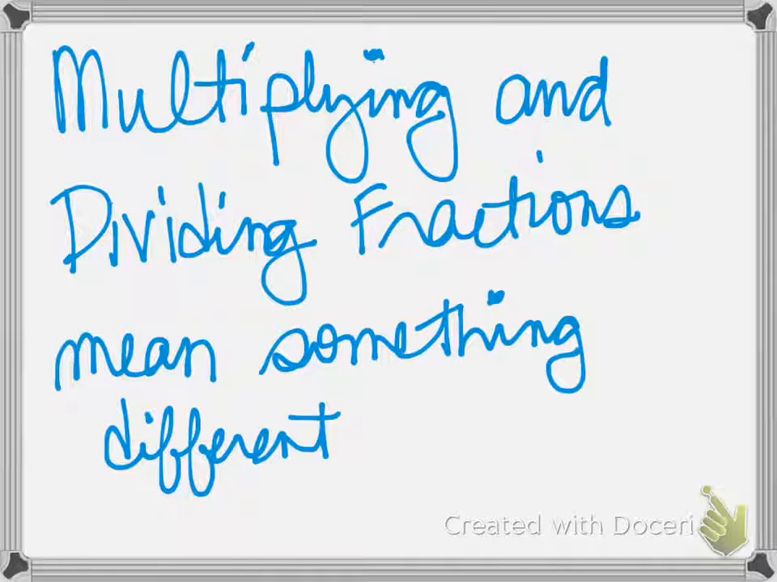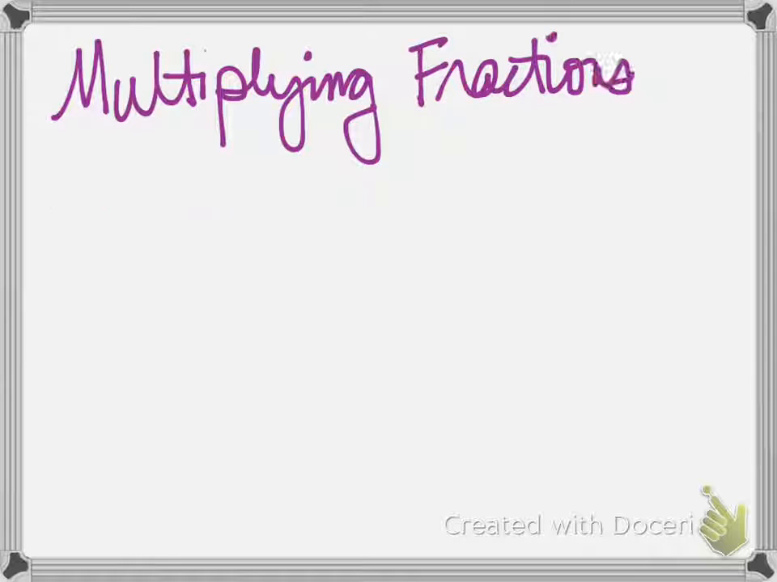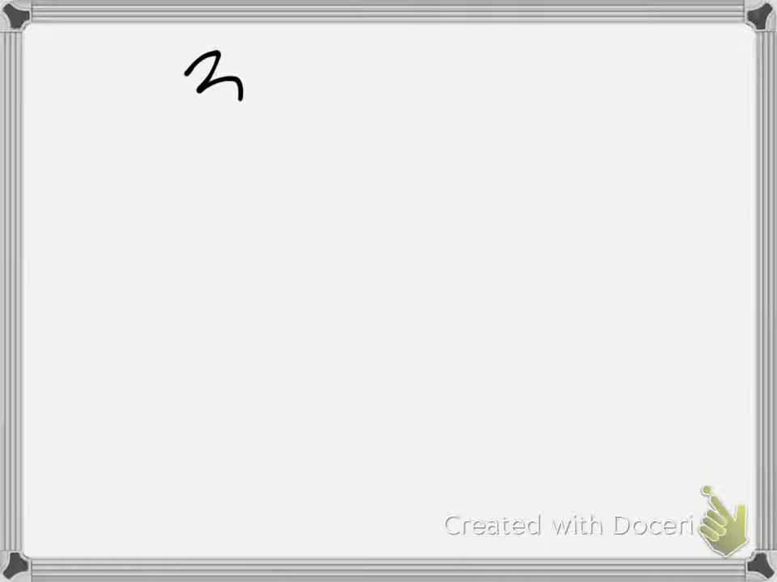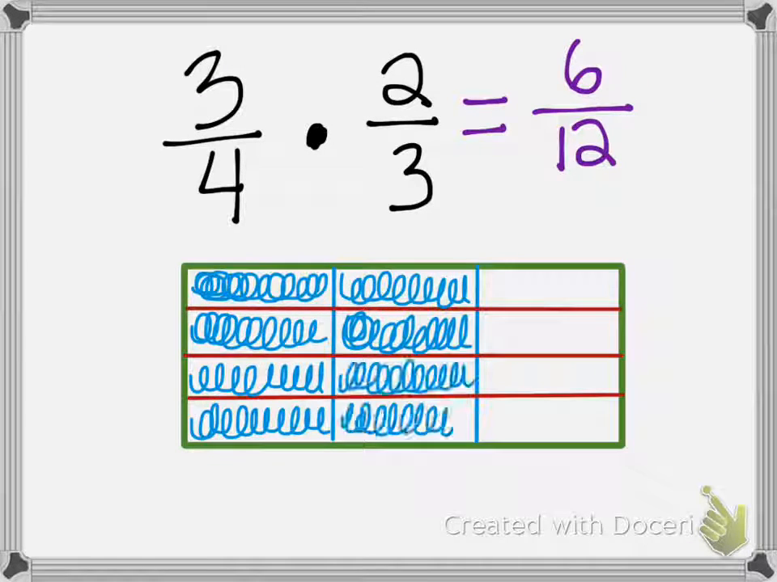Multiplying and dividing fractions means something completely different. So what does multiplying fractions actually mean? Multiplying fractions shows how much space two fractions share. And look at this next example. 3/4 times 2/3 equals 6/12.